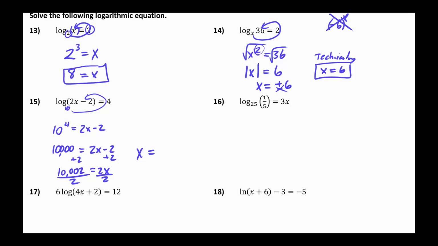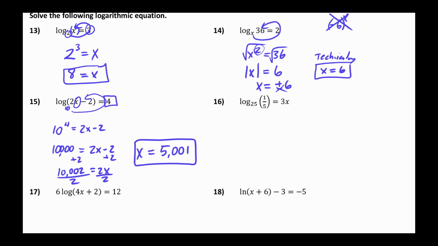I'm really hoping your solving skills have sharpened and they're quick. 10,002 divided by 2 is 5,001. That's a big number. This is the only number that would work in here to make the answer equal to 4. Nothing else would work.